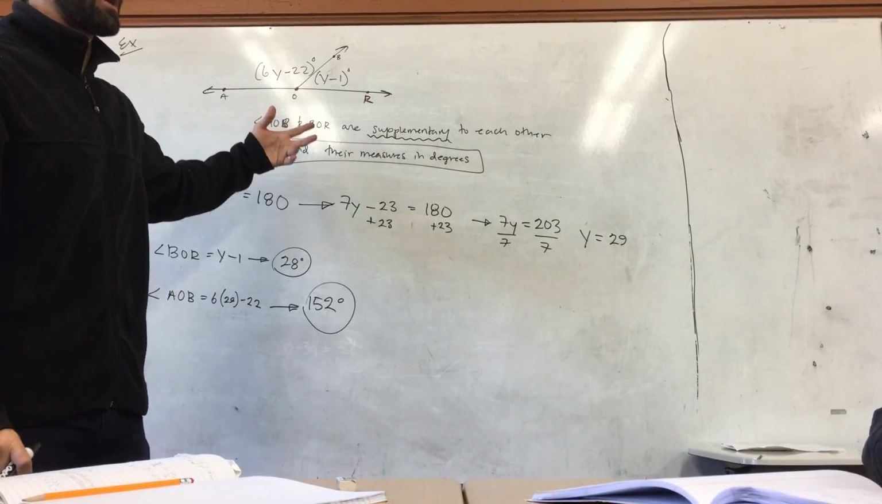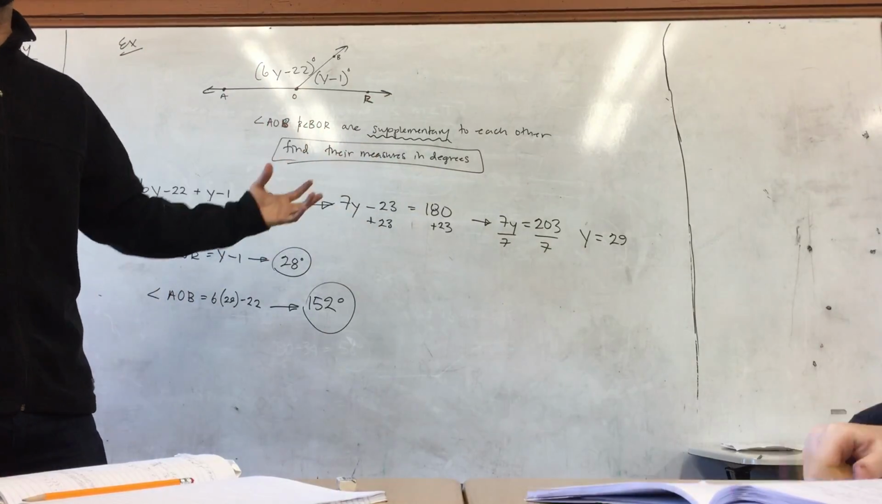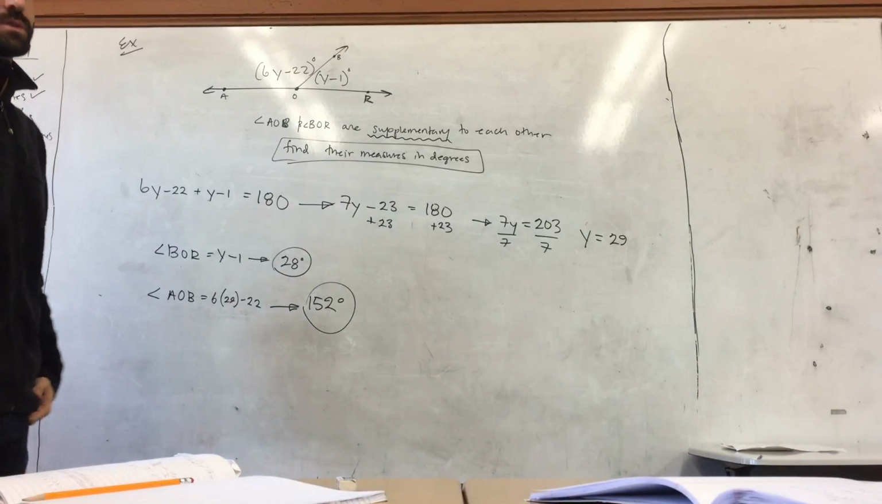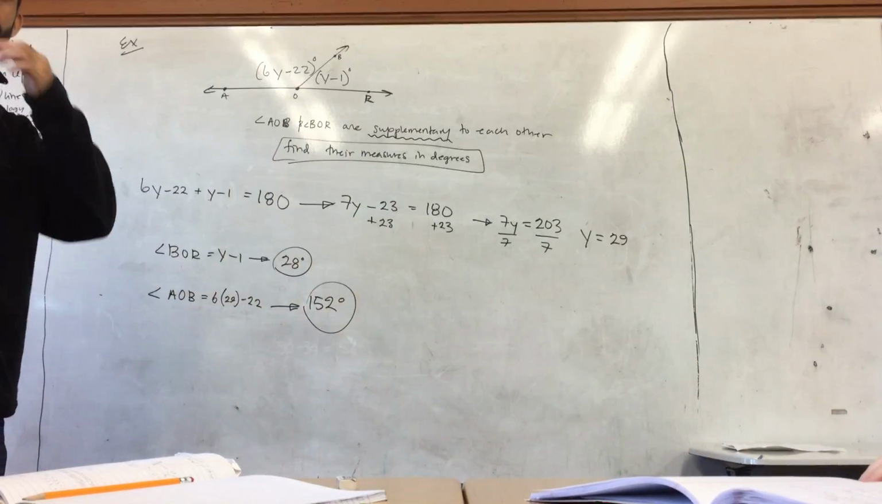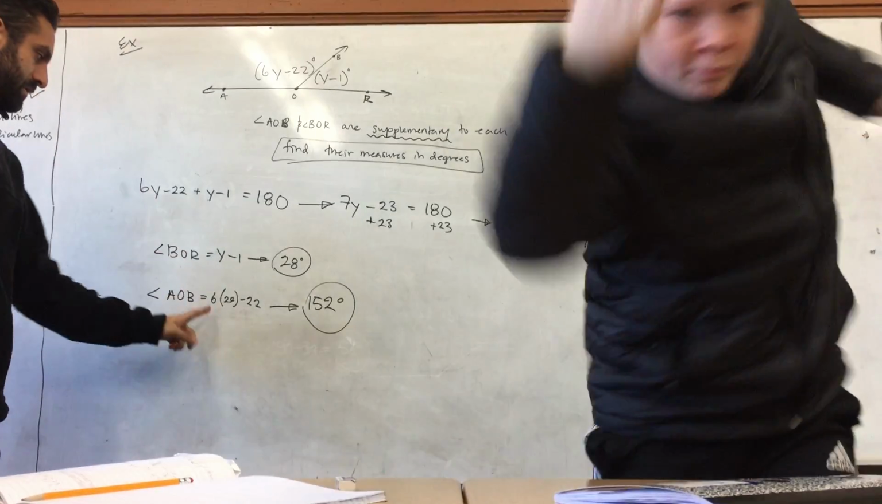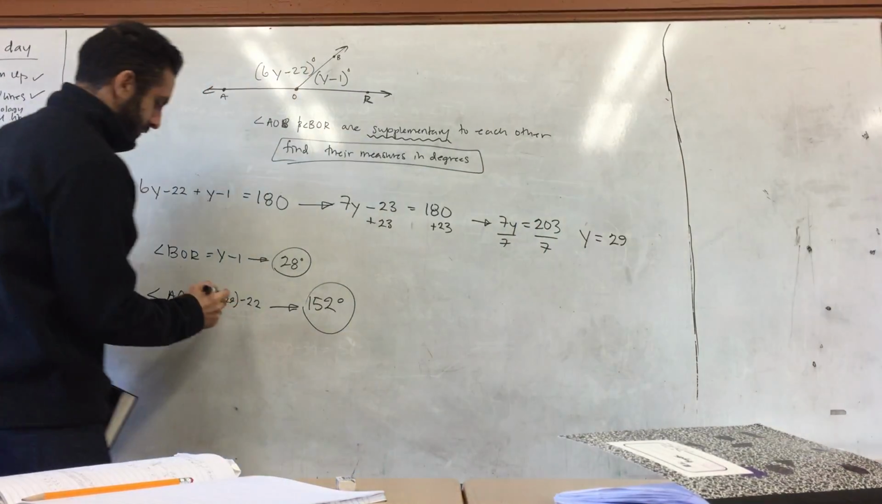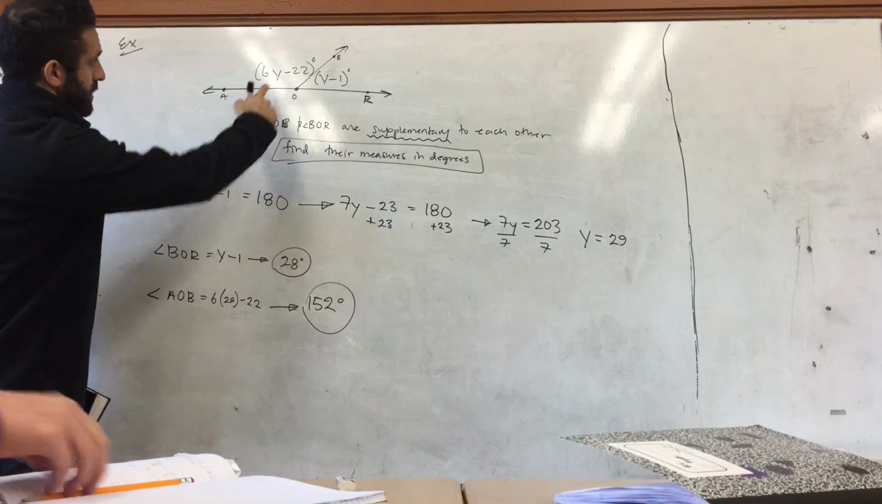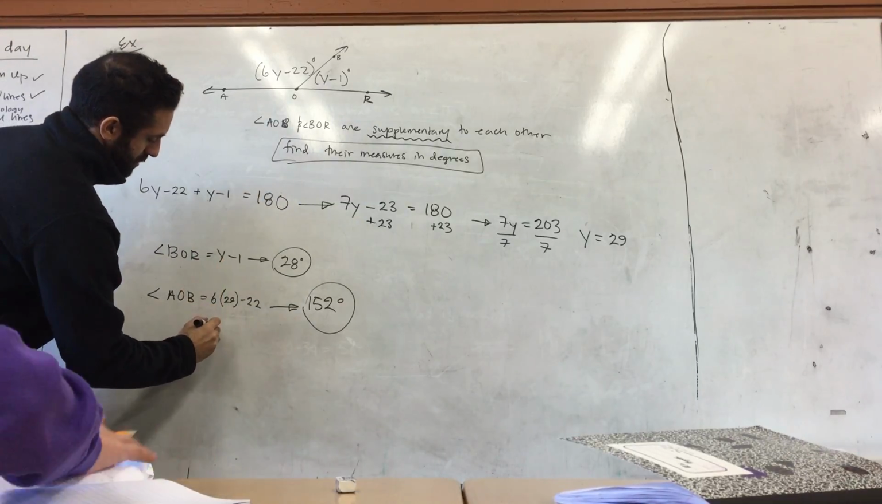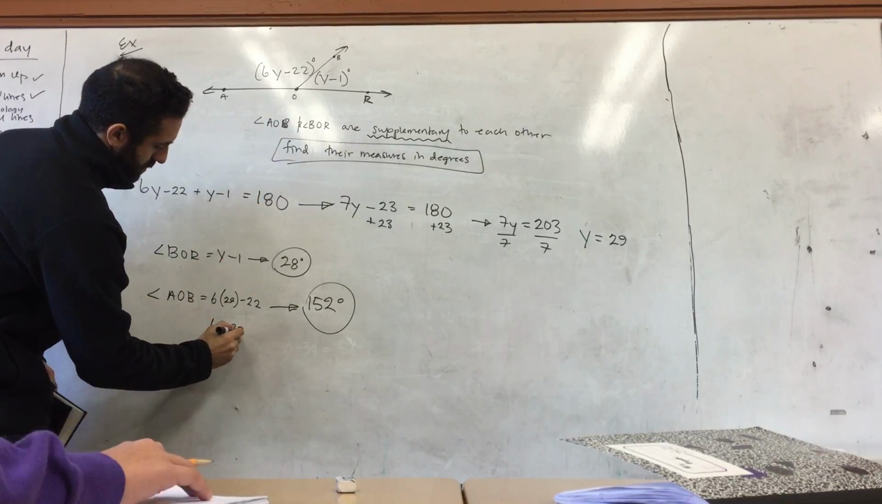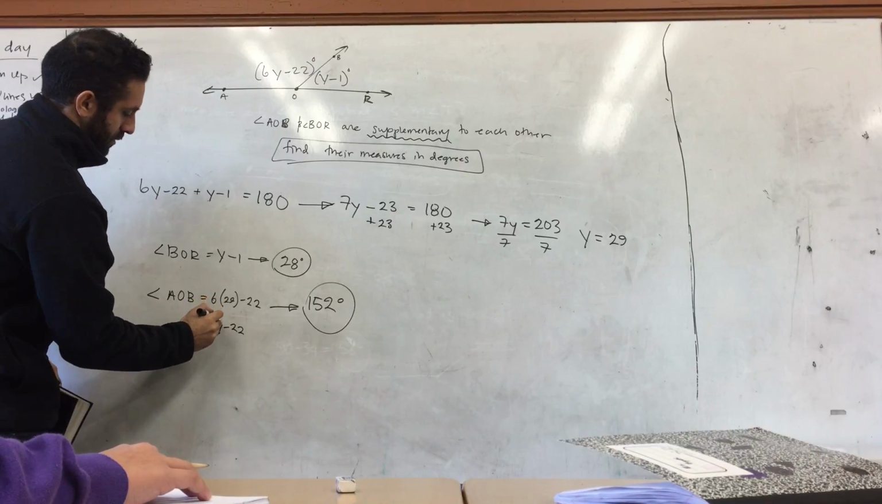Alright, what's given to you? I'm always going to give you the information you need to solve these problems. Is that a 29? This is y right here, okay? And this is 6y minus 22.